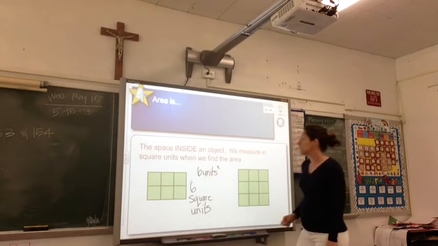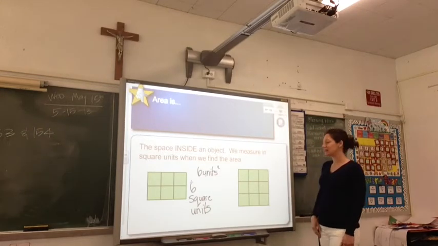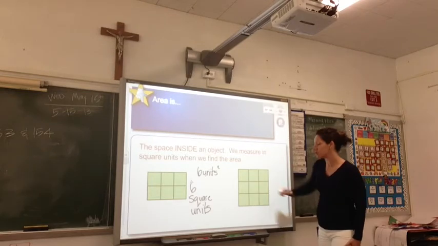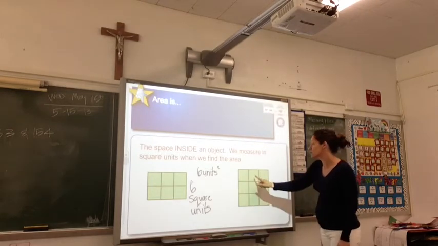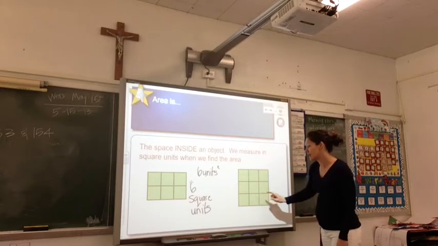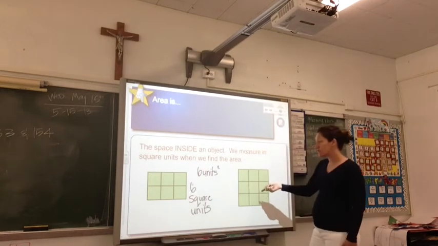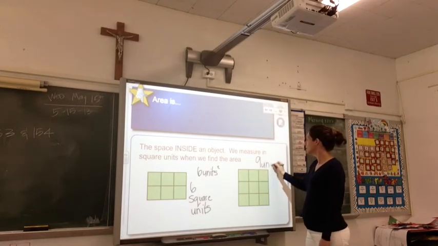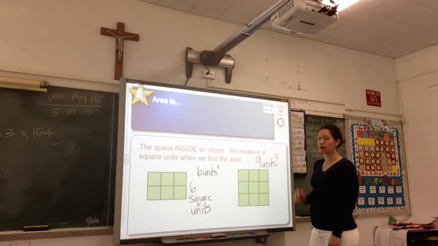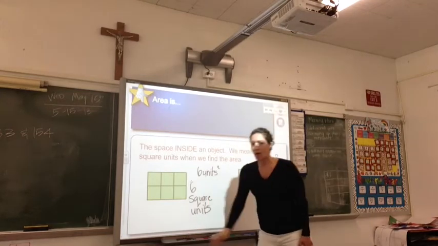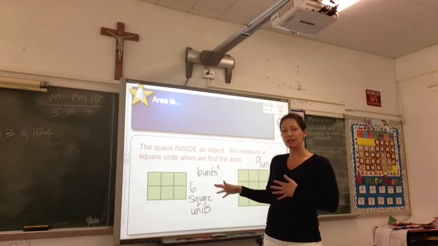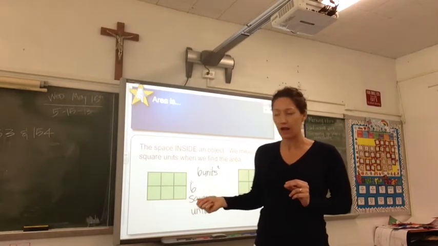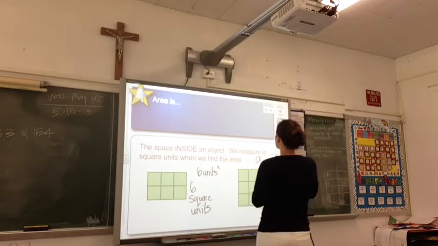If I want to find the area of this shape, I need to count up the inside. I need to figure out how much space is on the inside. So I count up the squares on the inside. 1, 2, 3, 4, 5, 6, 7, 8, 9. So the area of this shape is 9 square units, or units squared. Okay? Now, this is a really easy way to find the area of a shape, but there's also a faster way to find the area. And I'm going to show you what that way is in just a minute.